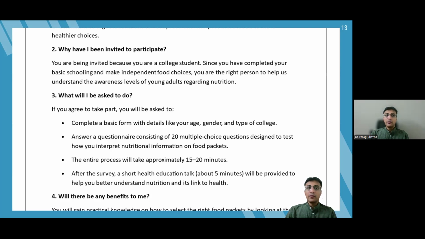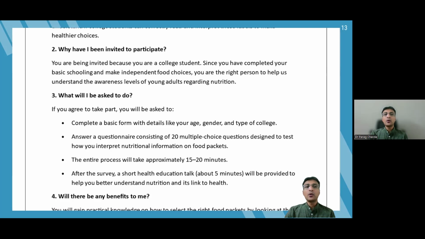The next question is, what will I be asked to do? So these are the participants asking you the questions. You, in a sense, in this sheet, are providing answers to the potential questions that the participants might have about your research. So we say, what will I be asked to do if you agree to take part? You are once again clarifying the voluntary nature of participation.